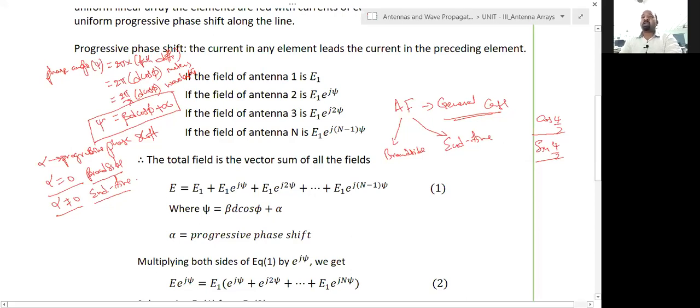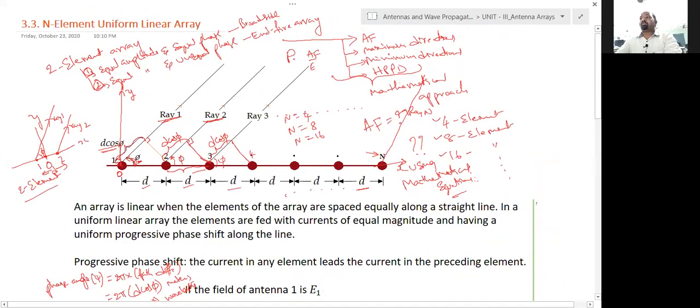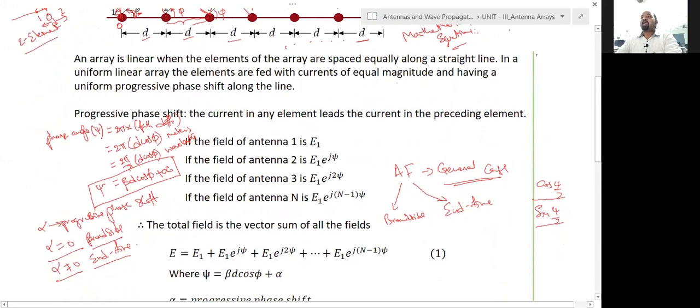So that is the reason why I have added the progressive phase shift here, plus alpha, right? If alpha is equal to 0, broadside, and if alpha is not equal to 0, it is end fire, right? So that is the phase angle. And now the resultant electric field at a point P due to an n element array. What is the resultant electric field at point P? It is the vector sum of the electric fields due to the individual antennas, right?